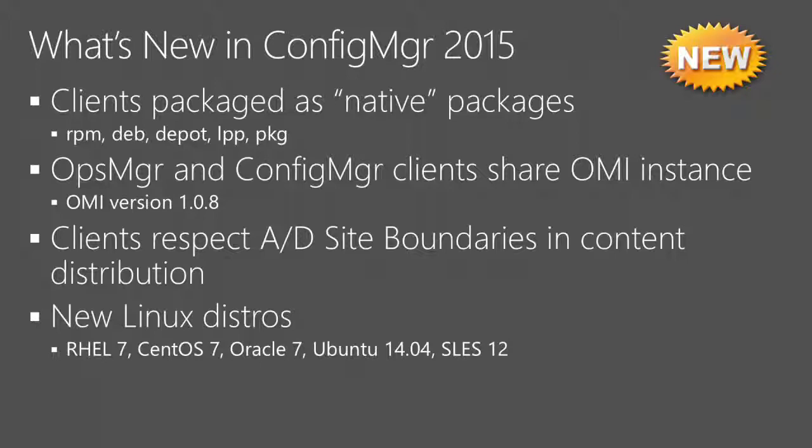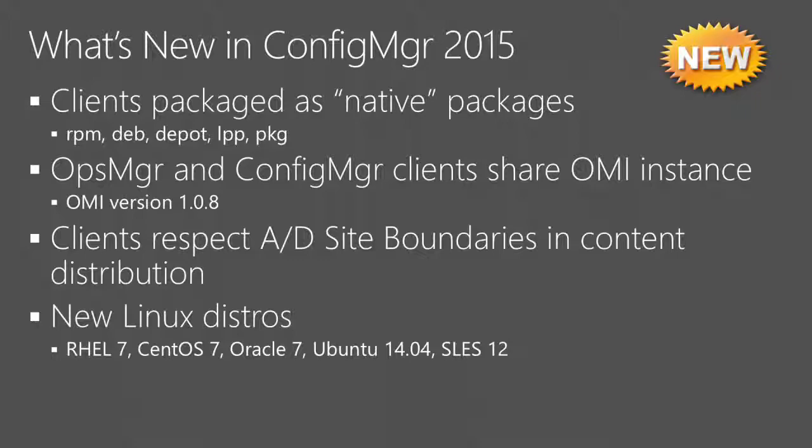Our clients are now packaged as native packages. Before, they were just tar files, and that wasn't the best thing, and we knew it. So we said, hey, we know that wasn't the best, and we've actually fixed that. So now you're getting your native packages, your RPMs, your debs, your depots, your LPPs, your PKGs, depending on whether you're using Unix or Linux. And then also Ops Manager and Config Manager clients share an OMI instance.